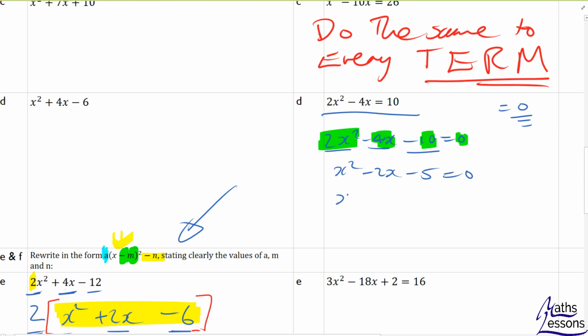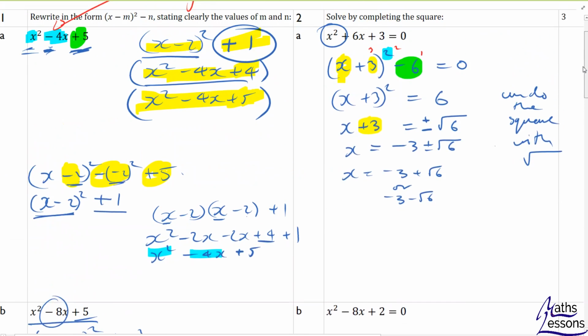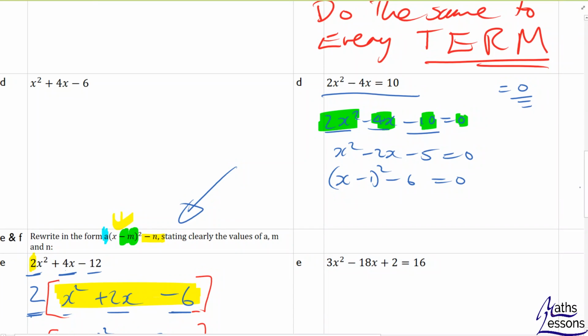So let's complete the square. I'm going to speed that up because this is about solving the equation. I'm going to get a plus 1, expand that, minus 5, so I'm going to get a minus 6. Is this now turned into exactly the same question? Okay, so I get that. I then add 6 to both sides.